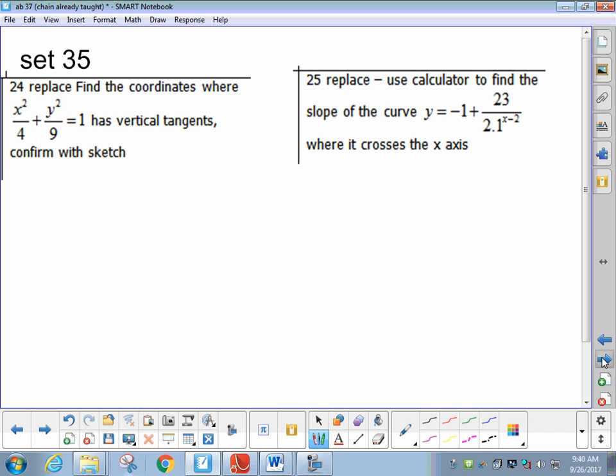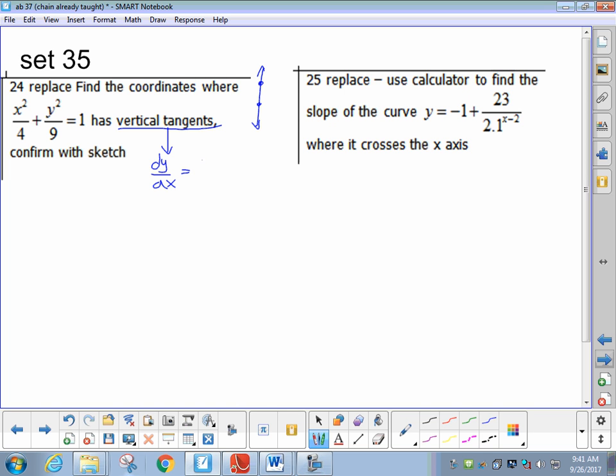Find the coordinates where this has vertical tangents. Confirm with sketch. Vertical tangent. It is crucial for the test that you make a connection. What does it mean? Vertical tangent means tangent slope is the derivative, and if it's vertical, draw yourself a vertical line and think rise over run. If it's vertical, what's the rise? What's the run? Is there rise? Yes. Is there run? No.